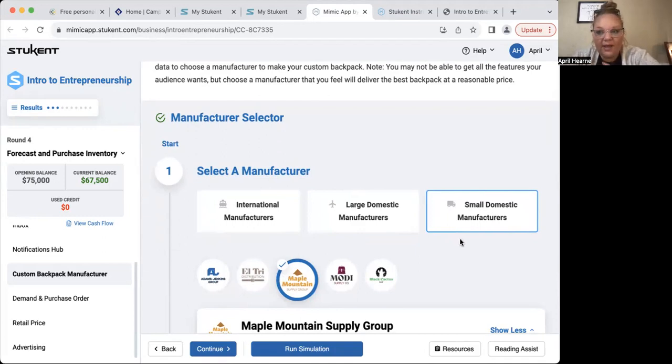You don't necessarily have to do that. I'm here to tell you, pick more than 1. It can even be in the same type. It could be 2 large ones for all I care. Pick more than 1. Okay. So pick more than 1 manufacturer.